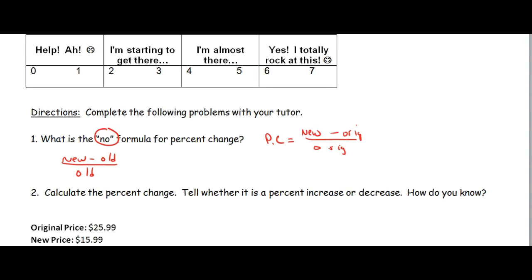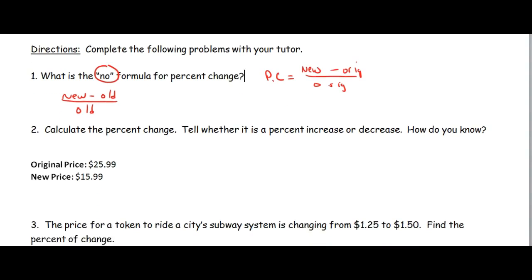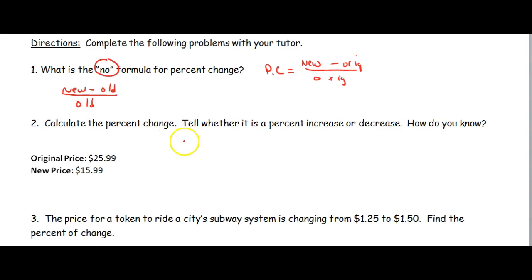Now, here's a nice basic problem: calculate the percent change. Tell whether it is an increase or a decrease. How do you know? The easiest way is to go from your original price to your new price. If the price goes down, you know it's a percent decrease. If it goes up from your original price to your new price, you know it's going to be a percent increase.